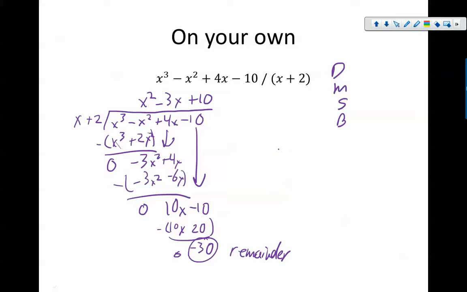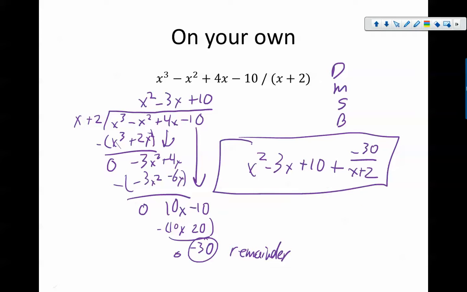And my final answer is x squared minus 3x plus 10 plus negative 30 over x plus 2. And that is our final solution.